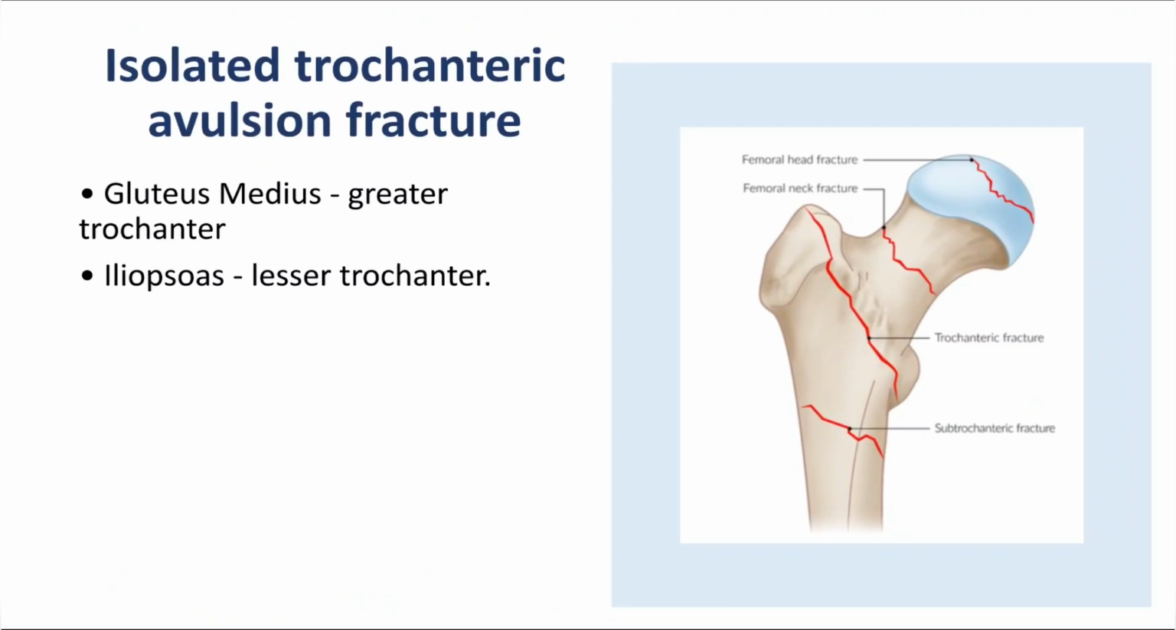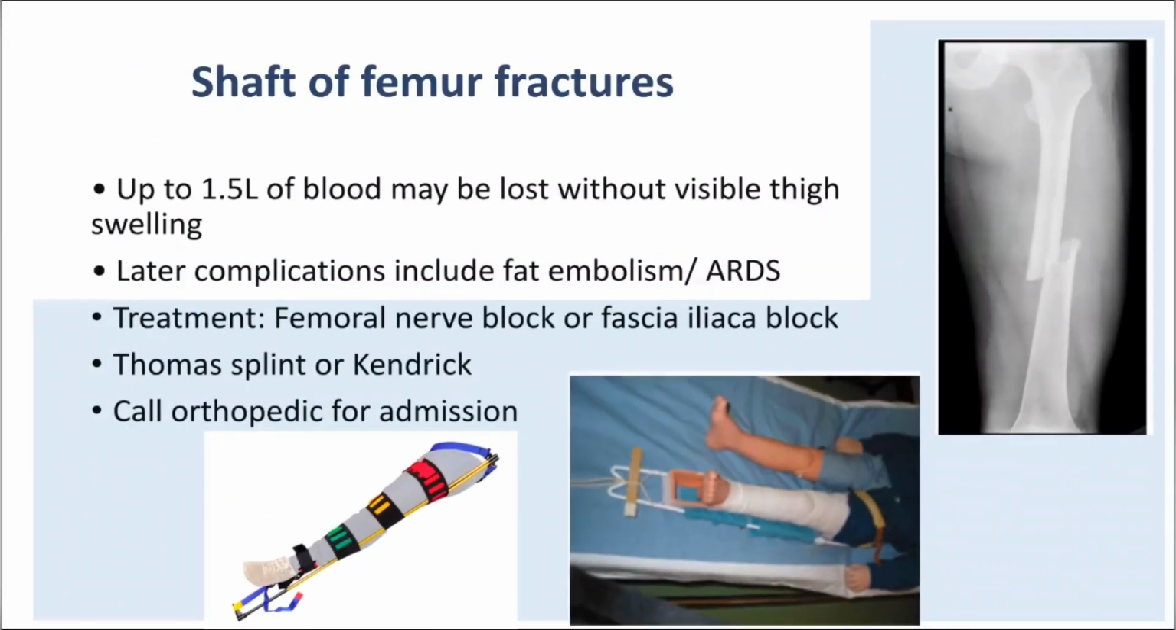Isolated trochanteric avulsion fractures. If there is avulsion of the greater trochanter, this is due to gluteus muscle detachment. If there is avulsion of the lesser trochanter, this is due to iliopsoas muscle detachment.